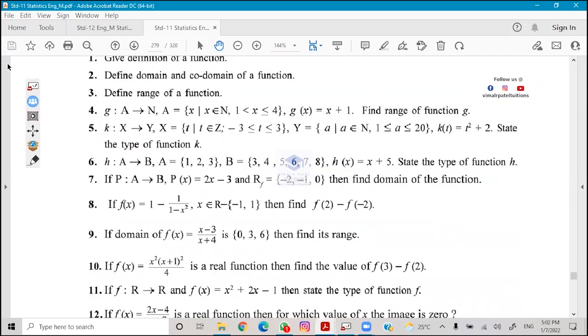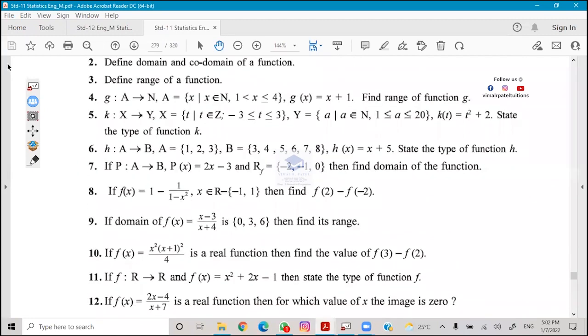Section, a reverse sum. Yes, number 7. T is a function from A to B, T of x is equal to 2x minus 3, and the range is given: minus 2, minus 1, 0. Find the domain. Here the codomain and range are given, and we have to find the domain. A reverse sum: range is given and domain has to be found.